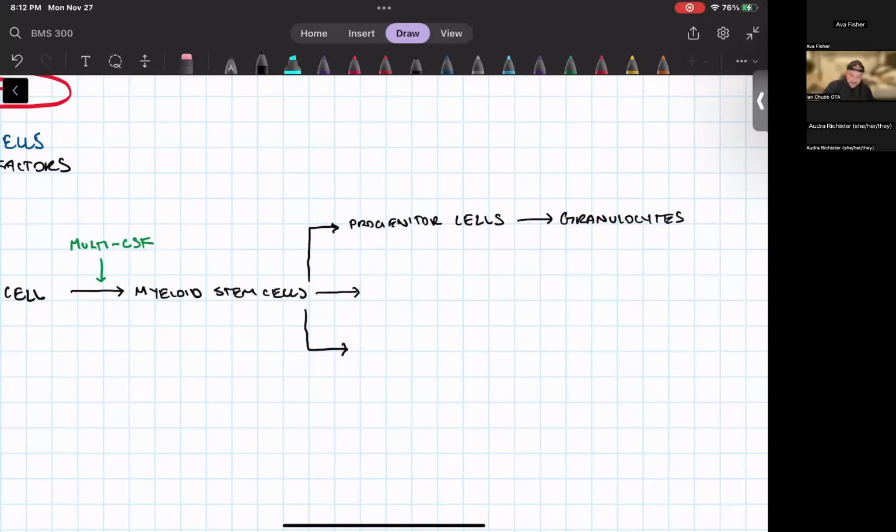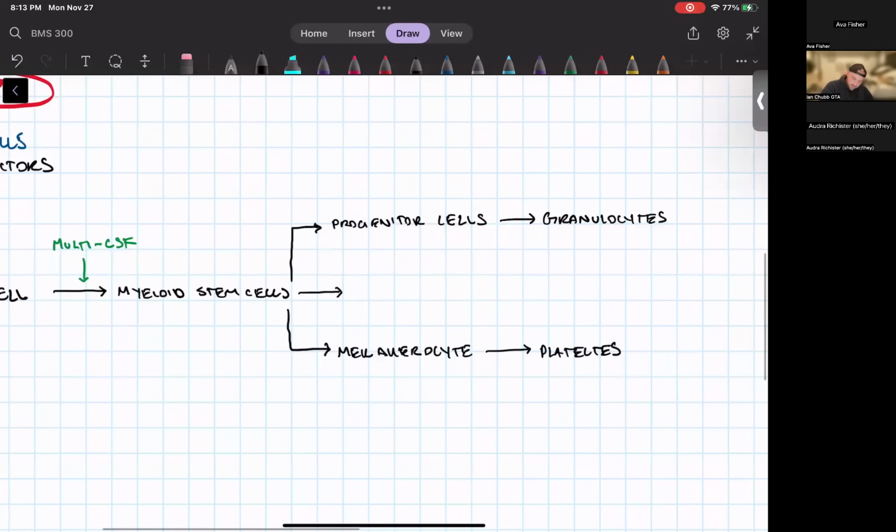Now the other pathway is it's going to become a megakaryocyte, which we talked about a second ago. These will become our platelets. These sit close to the bloodstream in the bone marrow, and they'll pinch off little pieces of their cytoplasm into the blood that become our formed elements, our platelets.